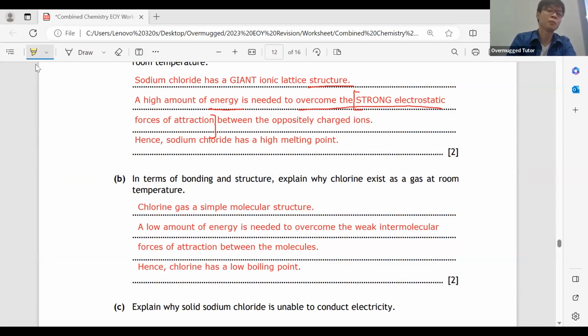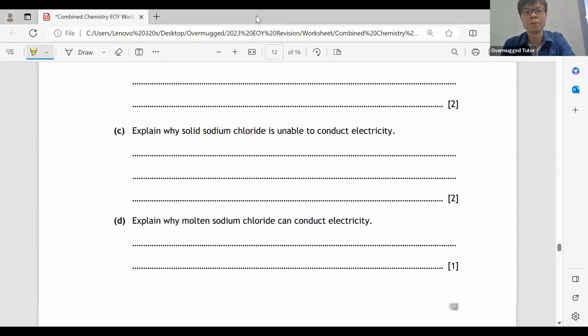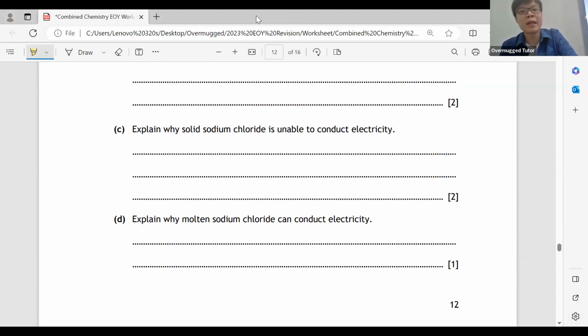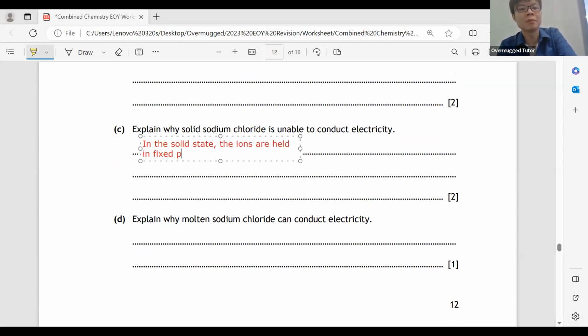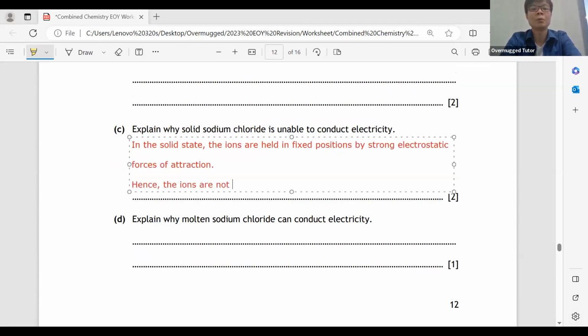Okay, everyone done. Okay, explain why solid ionic compounds cannot conduct electricity. 2 marks. In a solid state, the ions are held in fixed position by strong electrostatic forces of attraction. Okay, hence the ions are not mobile and cannot act as charge carriers. 2 marks.